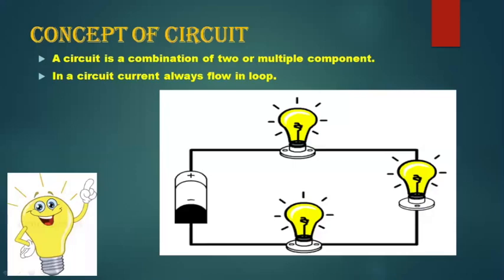Concept of circuit. A circuit is a combination of two or multiple components. In a circuit, current always flows in a loop. That means in a circuit you can connect two LEDs, three LEDs, or any number of LEDs, and you need a battery also, which is the voltage.